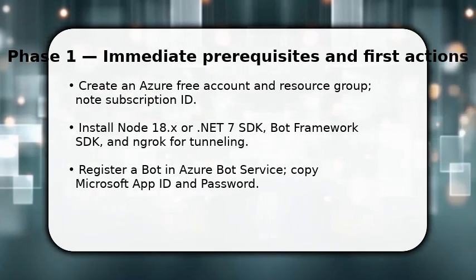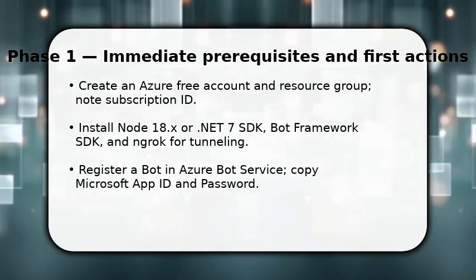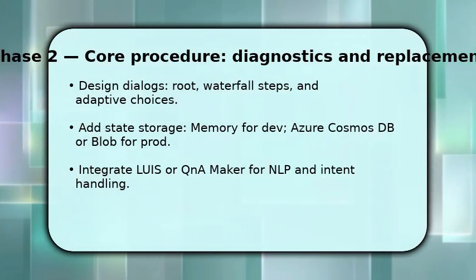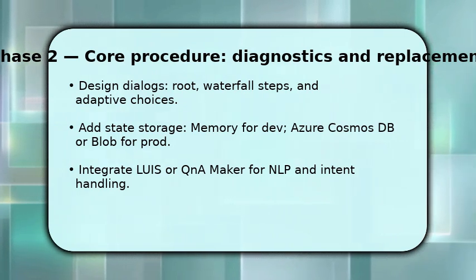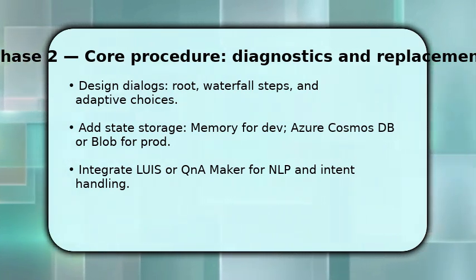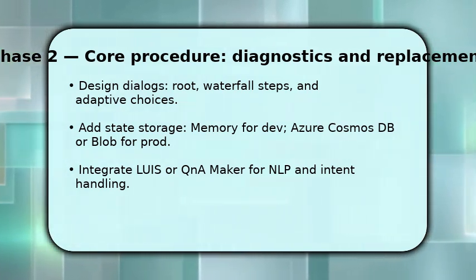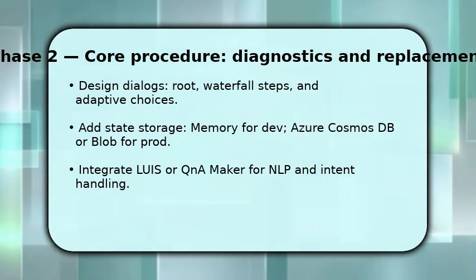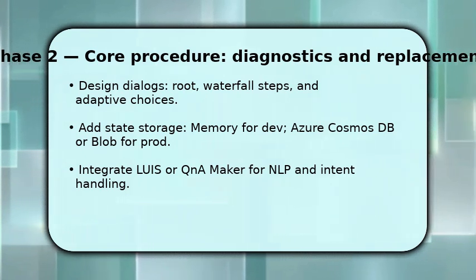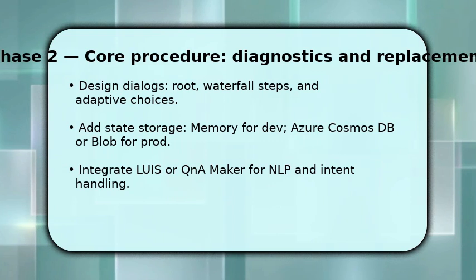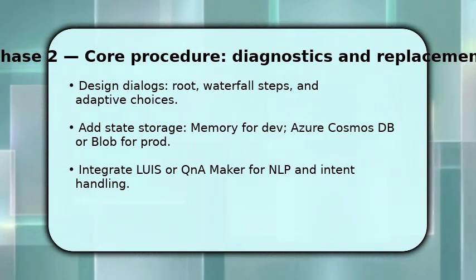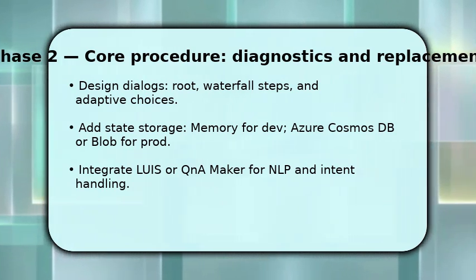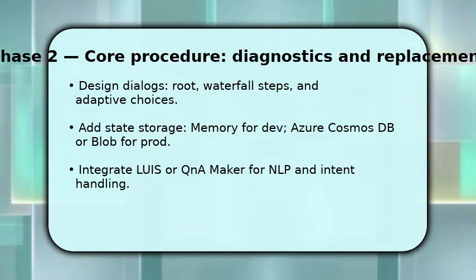the Bot Framework Emulator. You'll now implement the conversation flow and intent handling. Define root dialogs and waterfall steps, then wire prompts and validators so the bot asks, confirms, and routes properly. Make sure to add state management, use memory for local testing, then switch to Cosmos DB or Blob Storage for production. Integrate LUIS or QnA for language understanding, map intents to dialog entry points, and add middleware for logging. Once done, run the emulator and step through intents to verify behavior.